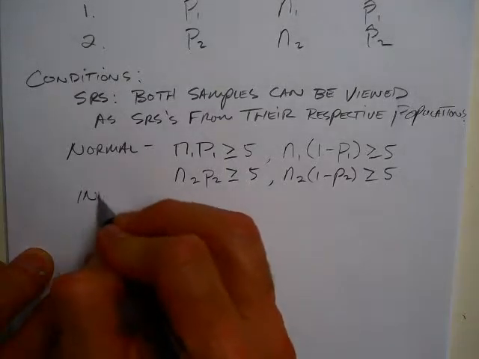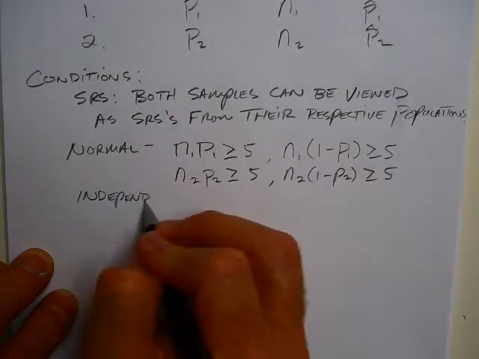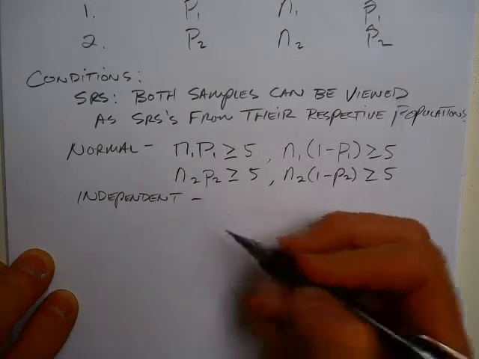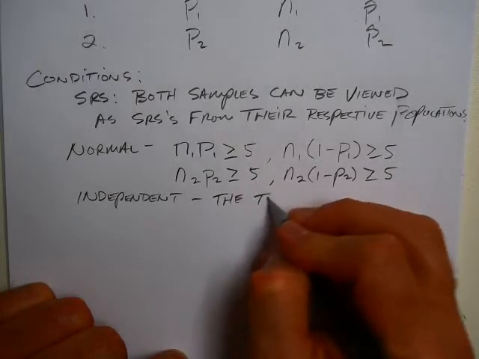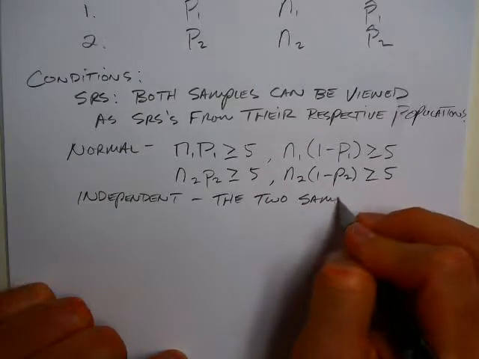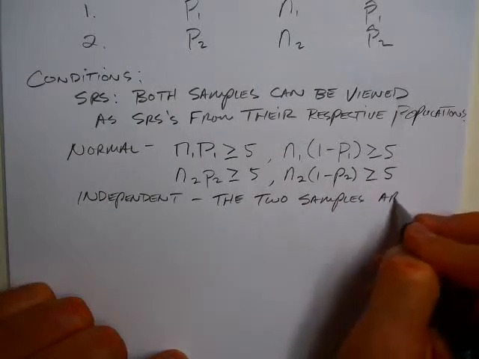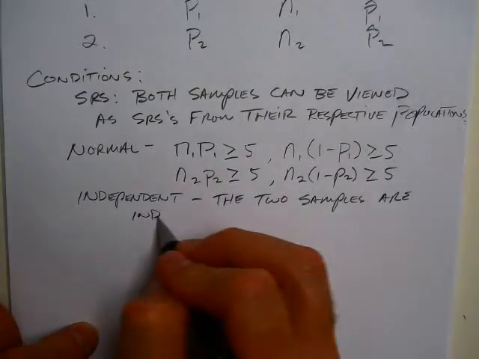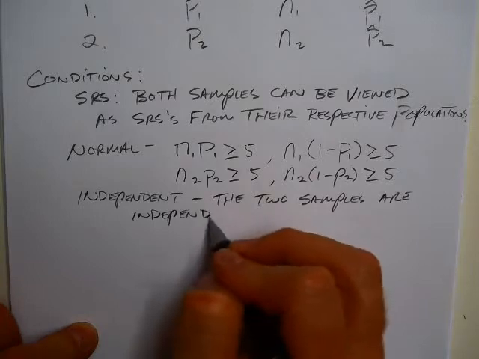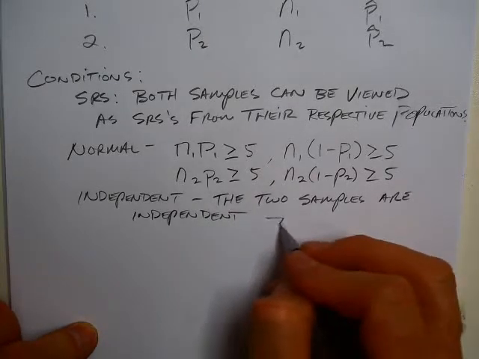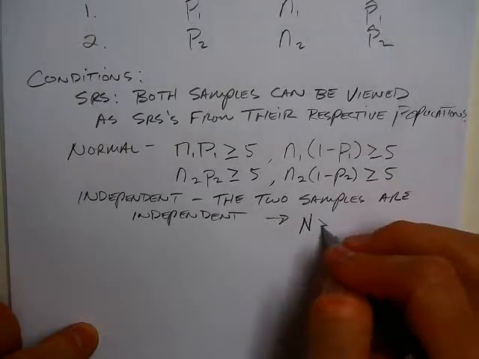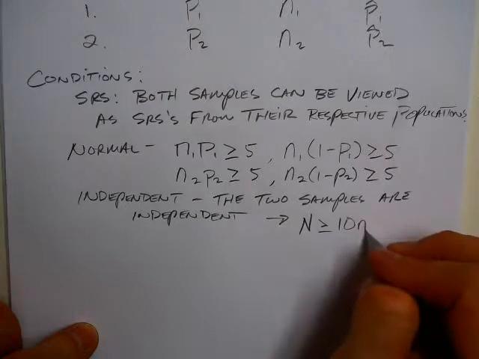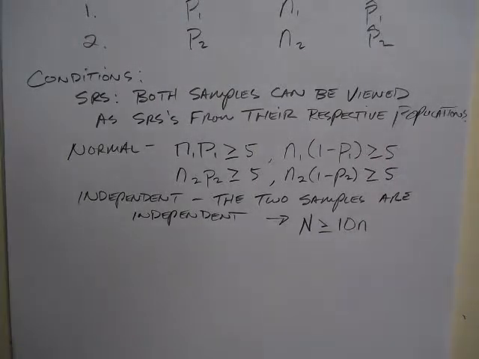Independent? The two samples are independent. That's necessary. Also our respective populations in regard to our sample size. We still have to have populations that are at least 10 times as large as our sample.